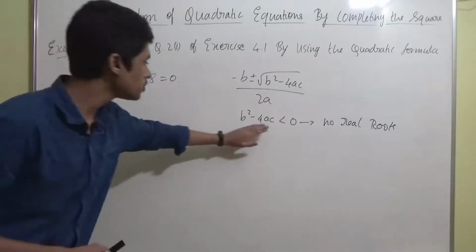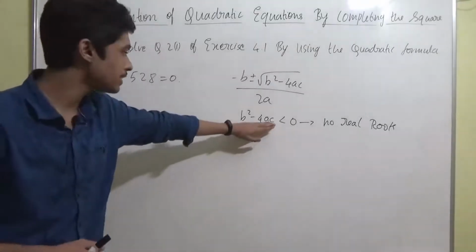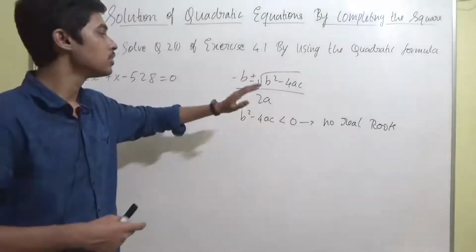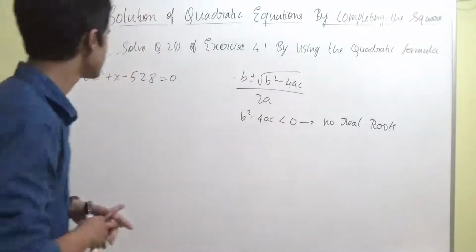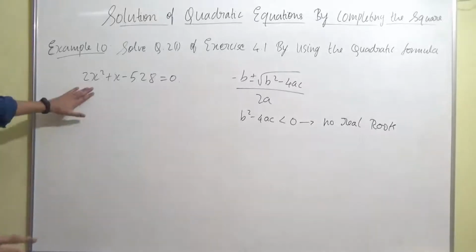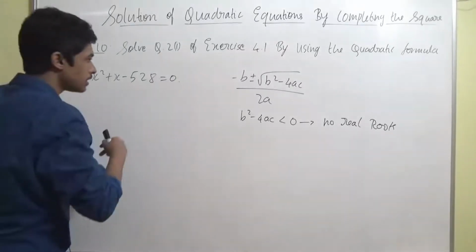If you substitute all those here, and if you get the value as less than 0, that is negative, you will conclude that it has no real roots. That's one thing, guys. Okay, guys, now let's go ahead and solve this question. We'll just substitute the values in that equation.